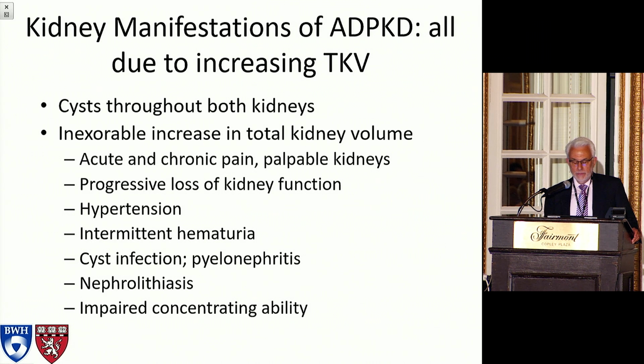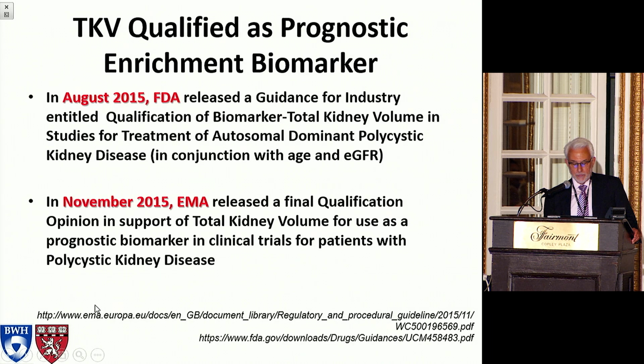And total kidney volume is due to cysts scattered throughout both kidneys. And the increase is typically inexorable, and it's associated with acute and chronic pain, palpable kidneys, progressive loss of kidney function, hypertension, intermittent hematuria, cyst infection, pyelonephritis, nephrolithiasis, and impaired concentrating ability.